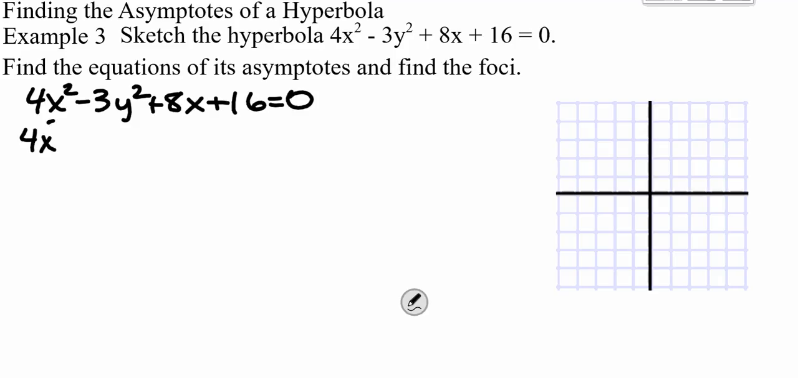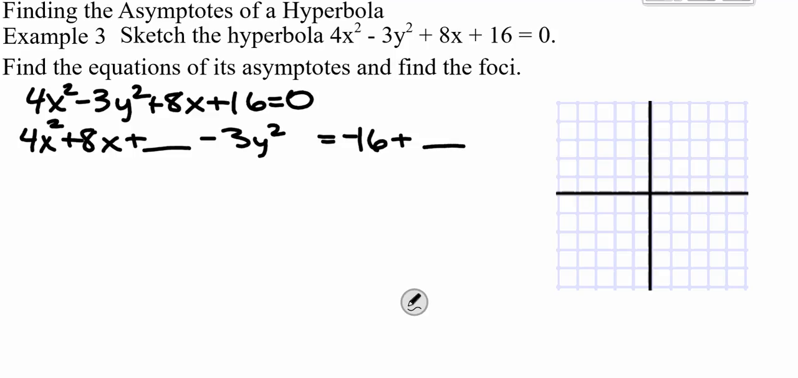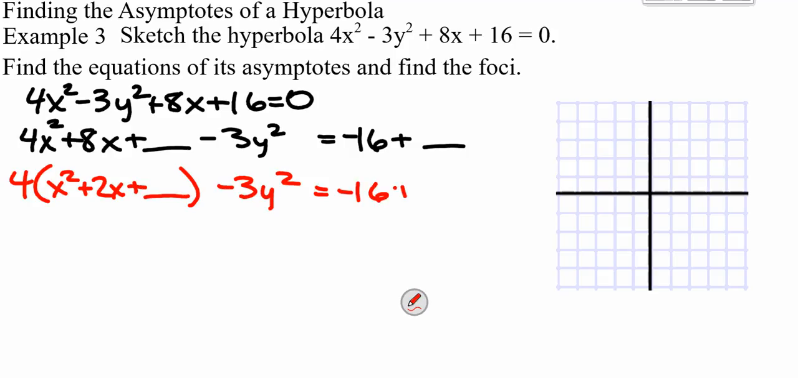So we'll go 4x squared plus 8x plus blank, minus 3y squared, equals negative 16 plus blank. Now, that 3y squared, since there's no y term, that's just going to have a 0 for its center value, and so we can just leave that as is. But then on this first part, we're going to factor out the 4, so that's 4 times parentheses x squared plus 2x plus blank, close the parentheses, and we'll just leave that minus 3y squared equals negative 16 plus blank.